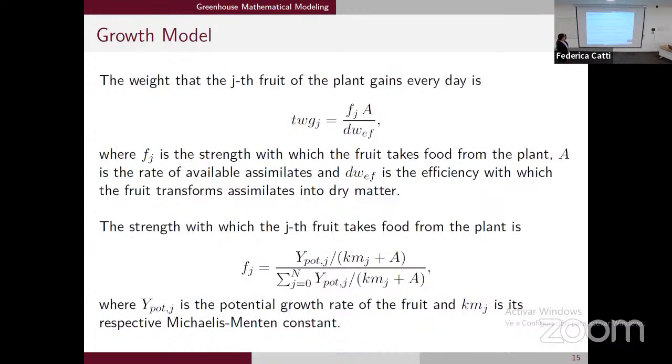So, for example, the food that the jth fruit on the plant gets every day is calculated with this expression. FJ is the strength with which the fruit takes food from the plant. FJ is a percentage, A is the rate of available assimilate, and DWF is the efficiency with which the fruit transfers assimilates into dry matter. So we must calculate what percentage of the total food the fruit consumes, and we divide it by its efficiency to transfer assimilates into dry matter. The percentage of the total food that the fruit consumes is calculated with this expression, and it depends on the potential growth rate of the fruit and a Michaelis-Menten constant.